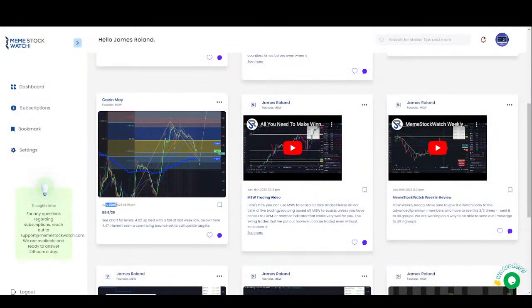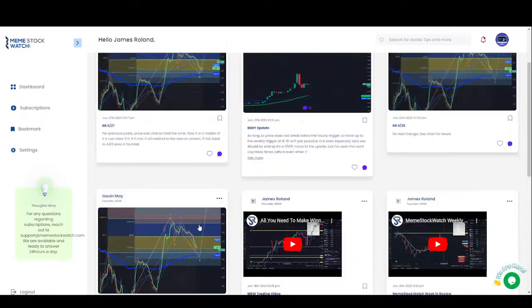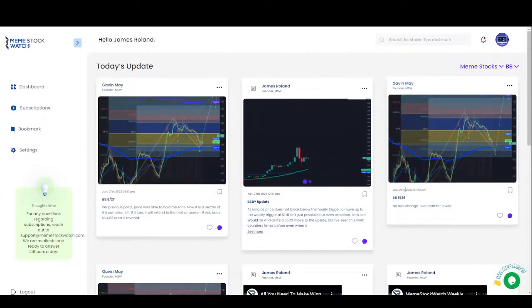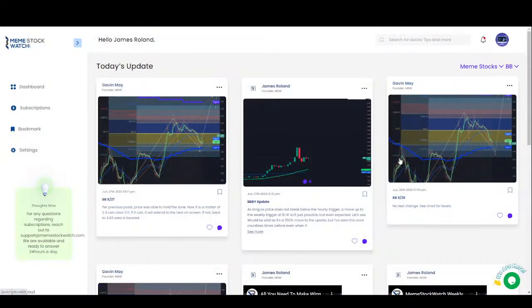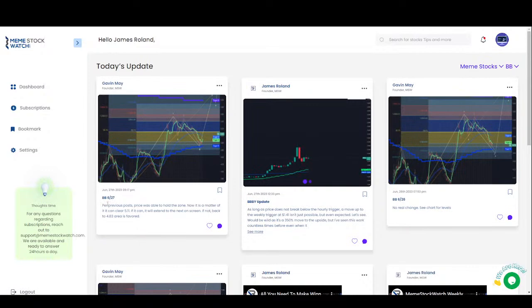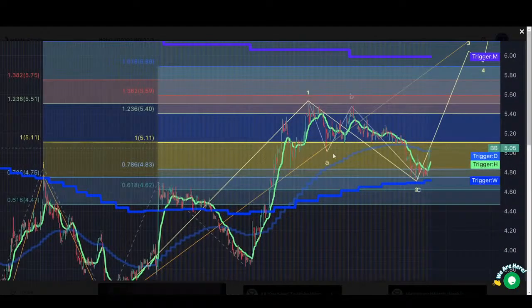This was June 25th. Now 462 up next with a fail of last week's lows. Below there's 447. Next update, June 25th, no real change. See chart for levels. Again, calling for this final dip down and then a strong push higher. And then BB, per previous post, price was able to hold the zone. Now it doesn't matter if it can clear 511. If it can, it will extend to the next on screen. If not, back down.